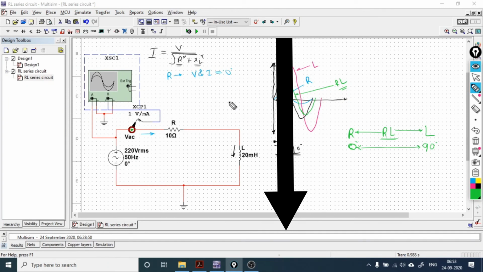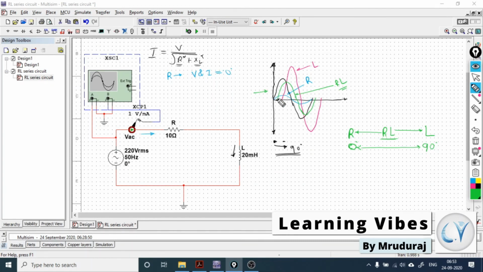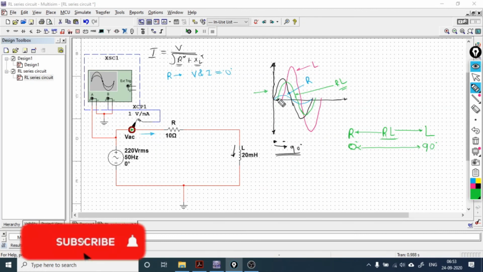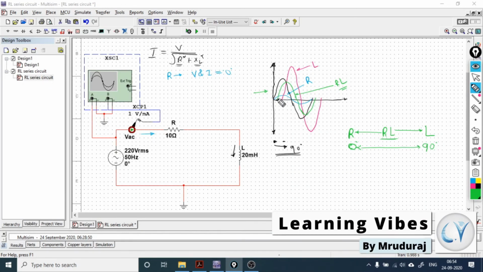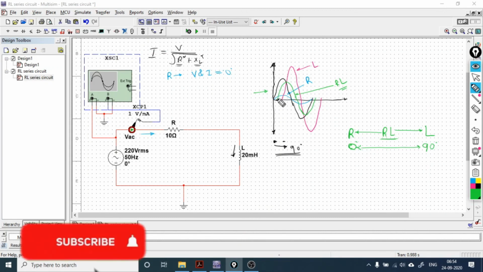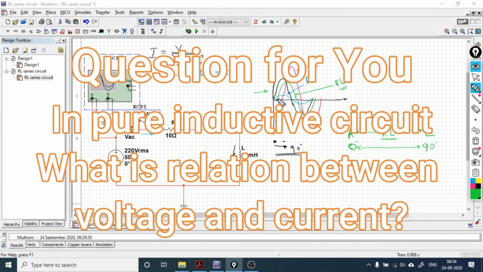And if you want to understand why this happens, we have seen that when we increase the inductor or when we dominate the value of inductor in circuit, the current lags. But why this happens? This is the fundamental question. So if you want to know why this happens, please write in comment section, yes, we want to know why this happens, and I will make animated video on this, that why actually current lags behind when the circuit is purely inductive. So that's all from this RL series circuit analysis.